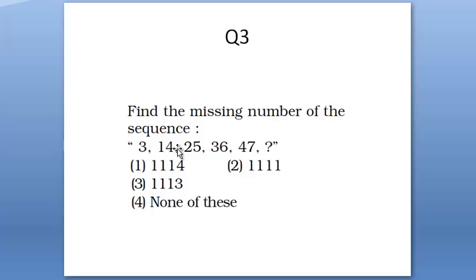So the difference between 3 and 14, let's check the difference method first. The difference is clearly 11. Add 11 to 14, you're going to get 25. Add 11 again, it's 36. Plus 11 is 47. Again, if you add 11, it's going to be 58. 58 is not given, so it's option 4, none of these.